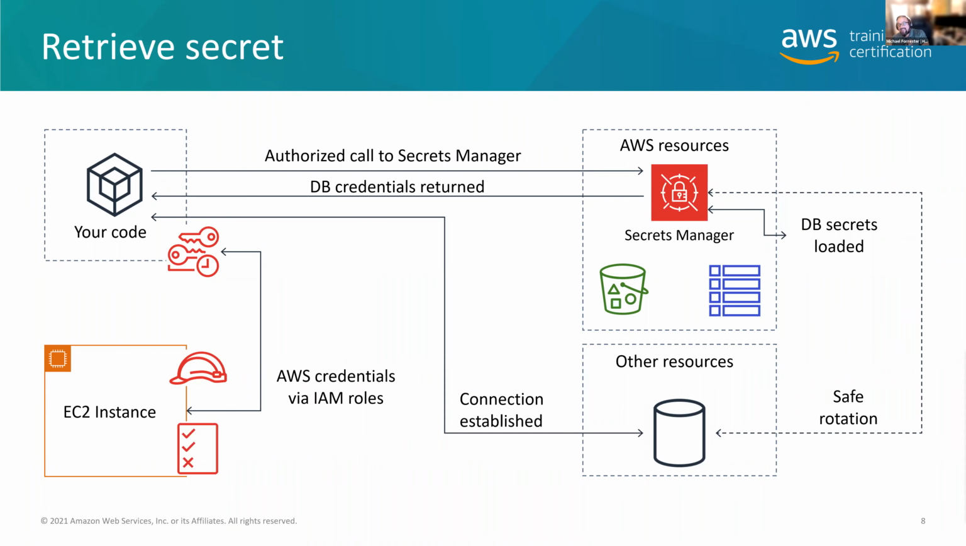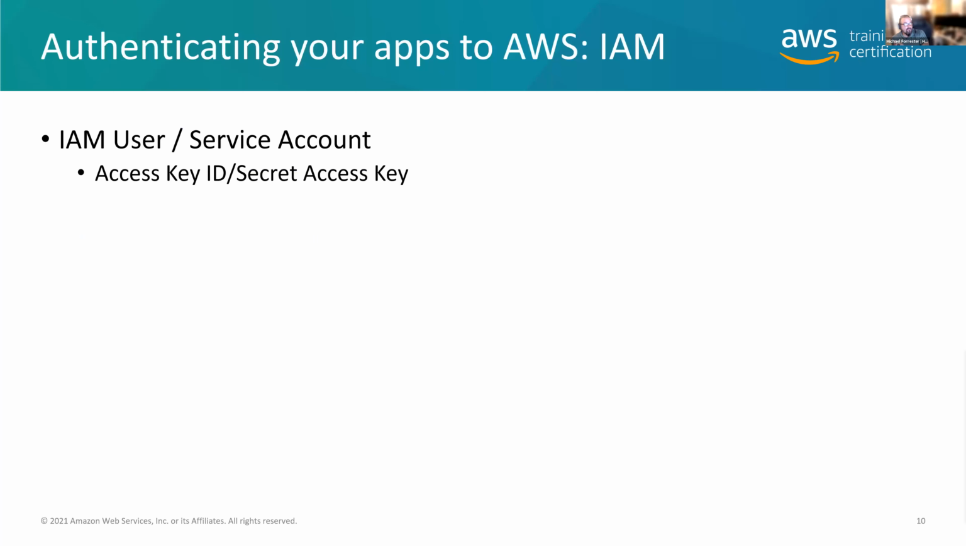Okay, so beyond ACM, the Certificate Manager, and Secrets Manager, other things to consider is that when you want to authenticate your app to IAM, having a service account with an access key and a secret key is kind of the old way of doing it, but it's still the appropriate way to do it if you're not necessarily on AWS infrastructure.